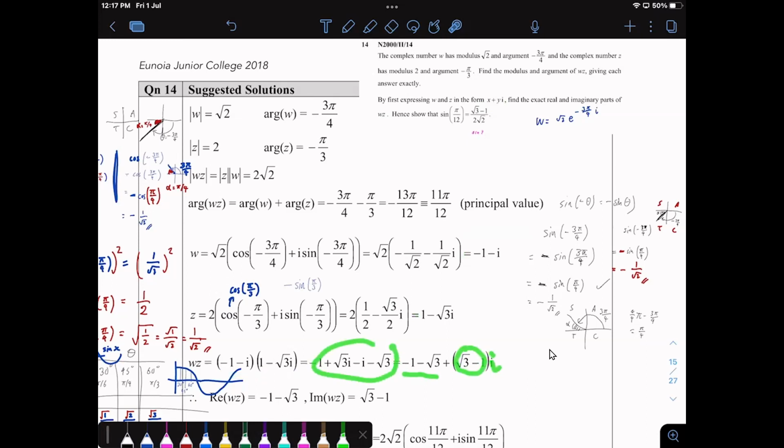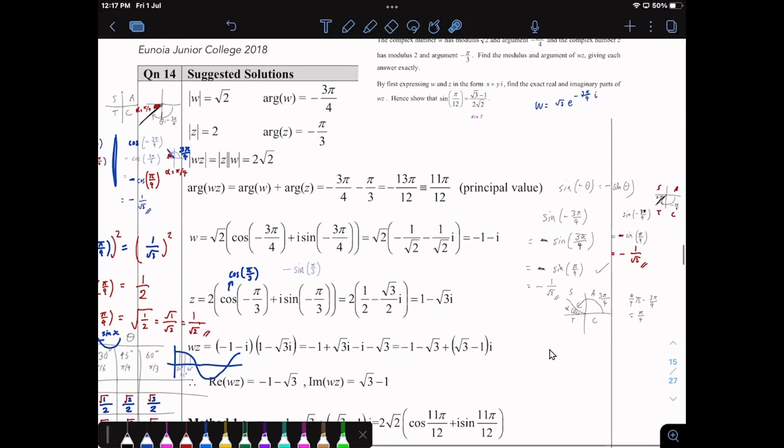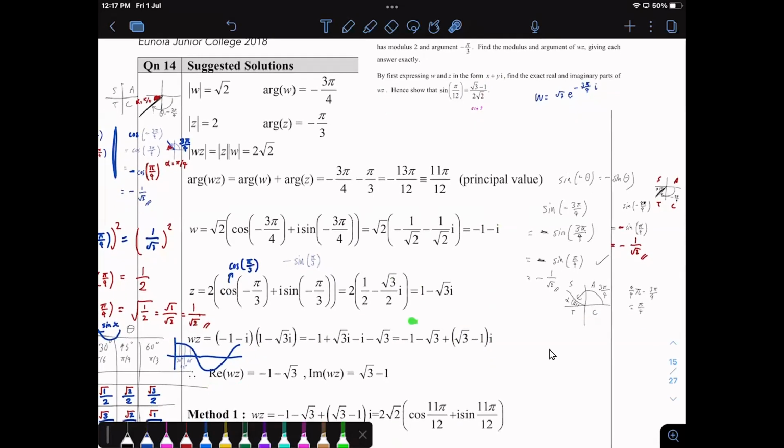Do I need to explain this one? No? Okay, good. Then how do you get the real part of WZ? You just look at the real part without the I. How do you get the imaginary part? You just look at the number in front of the I. Why do you want to do that? Because that's what the question asks for: exact real and exact imaginary. Can you understand so far?